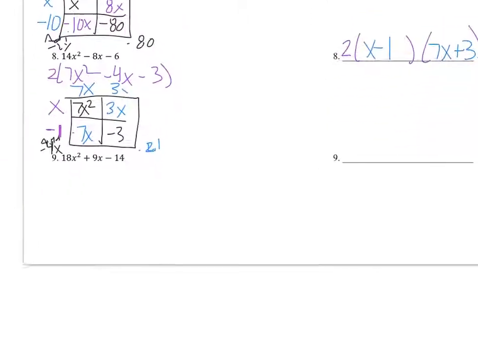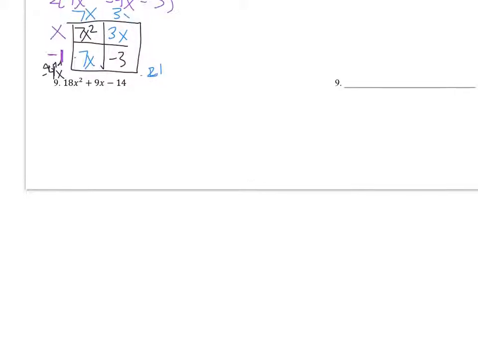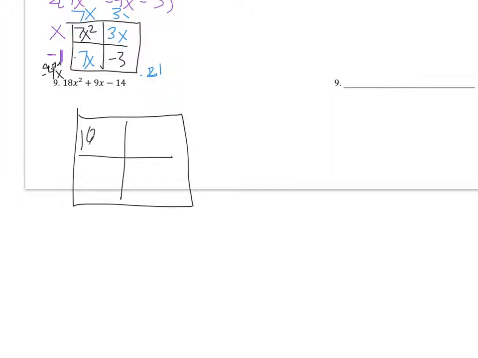Next one, again, when I look at this, they don't have anything in common. There's nothing in common there, so I can't take anything out. I also know this is going to be a big one. So when I set this up, I have my 18x squared, negative 14. I'm adding to get positive 9x. I'm multiplying 18 times negative 14, negative 252. Man, that's a big number.